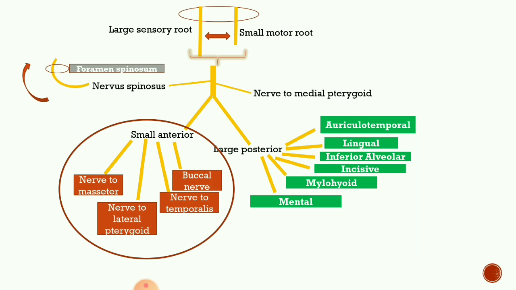Before entering the canal, it gives the nerve to mylohyoid, then on entering the mandibular canal, the inferior alveolar nerve exits the mental foramen as the mental nerve, and the branch which continues is the incisive nerve. So the large posterior branch has the auriculotemporal, lingual, inferior alveolar nerve, mylohyoid nerve, mental nerve and incisive nerve.